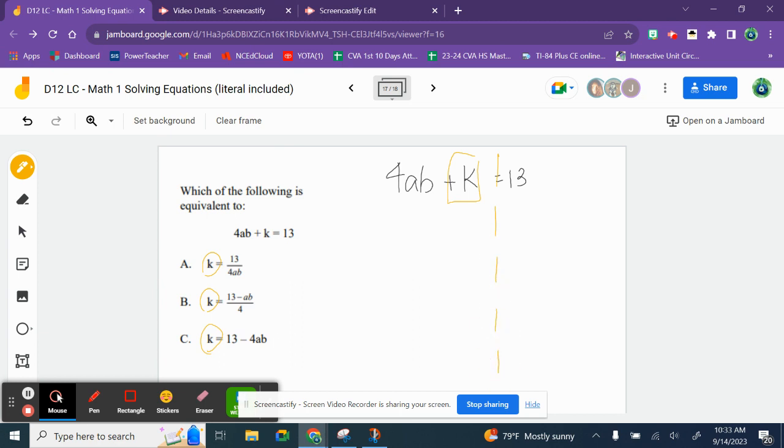We talked about it in live class. 4ab is 4 times a times b. In this case, that's not an issue because we're not trying to solve for a or b. We're trying to get k by itself.